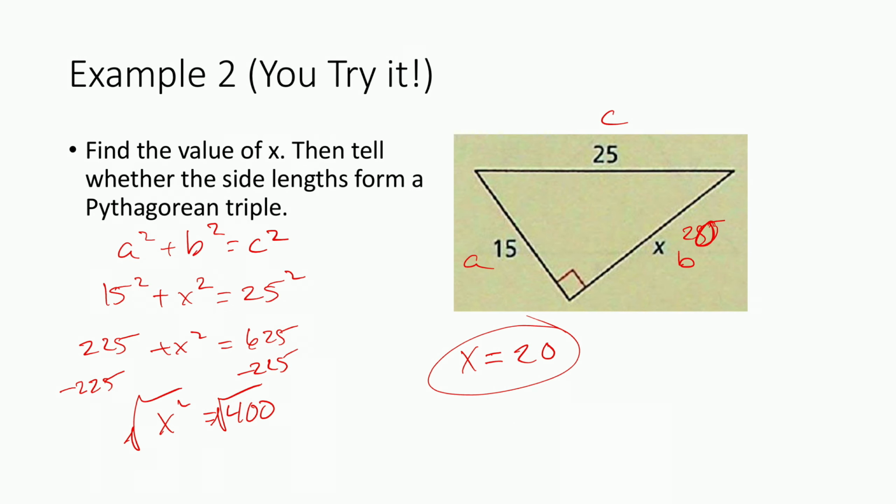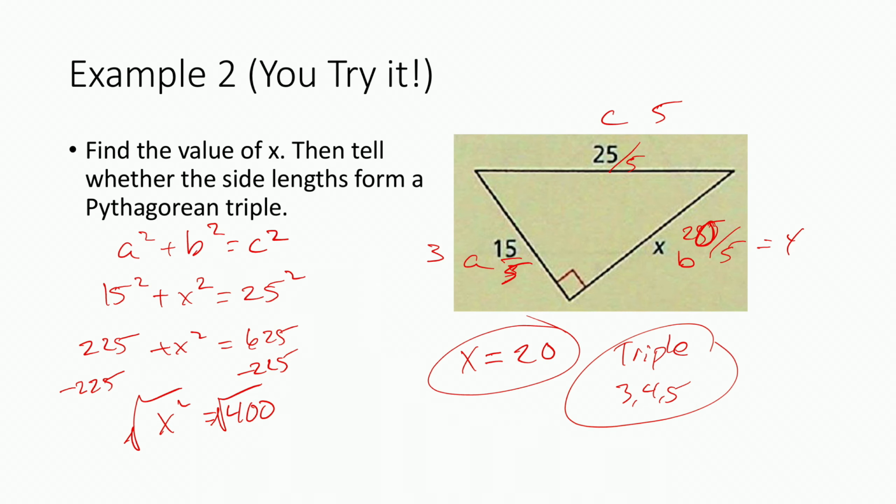I can divide all of those by 5. So 15 divided by 5 is going to end up being 3. And 25 divided by 5 is going to end up being 5. And 20 divided by 5 ends up being 4. So yes, this would be a triple. It would be a 3, 4, 5 triple, because it is a multiple of a 3, 4, 5 triangle. We're just scaling it up. That was our last unit. We're dilating up the triangle. It's essentially the same. They are similar triangles, okay?